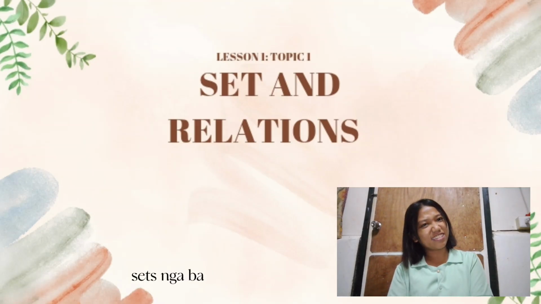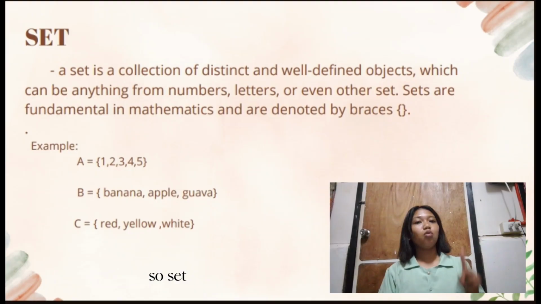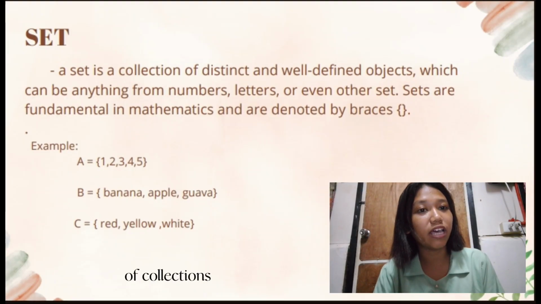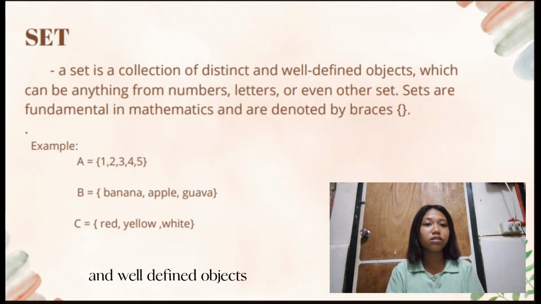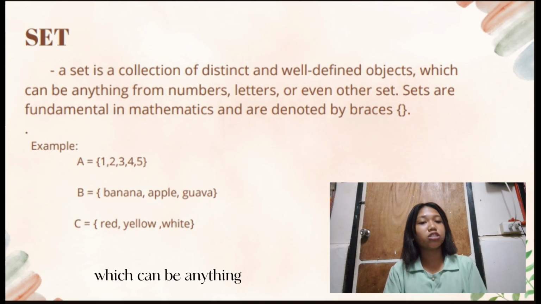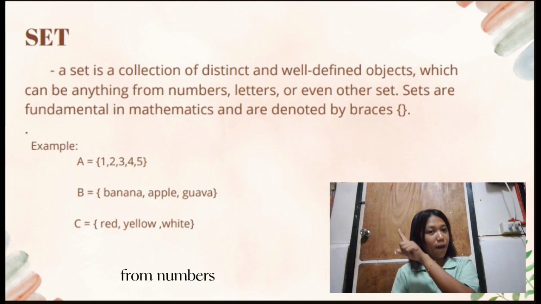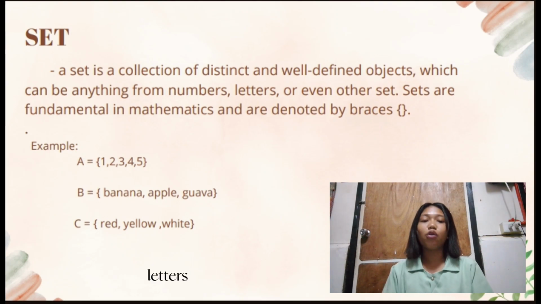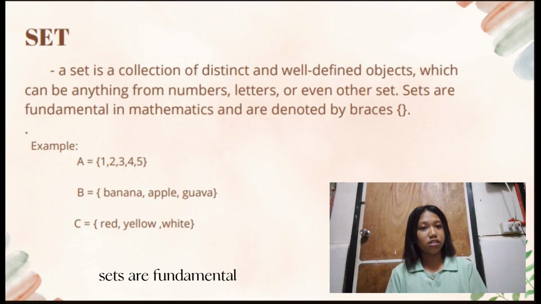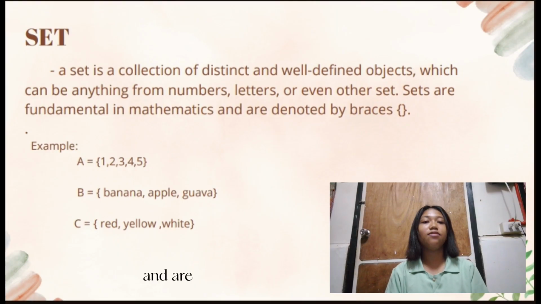So, what is a set? A set is a collection of distinct and well-defined objects, which can be anything from numbers, letters, or even other sets. Sets are fundamental in mathematics and are denoted by curly braces.